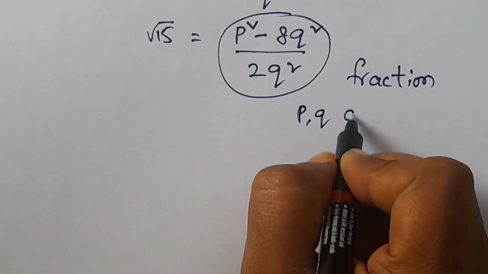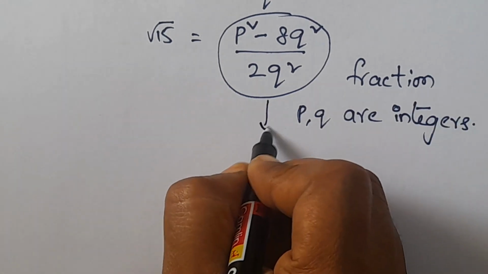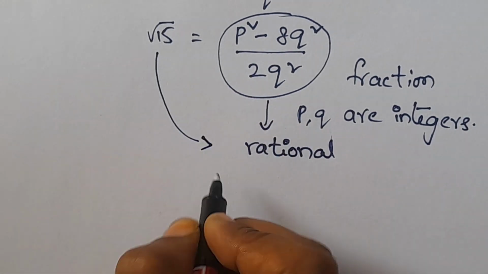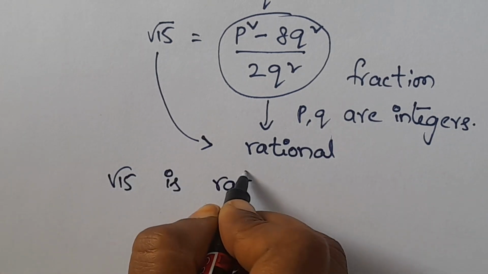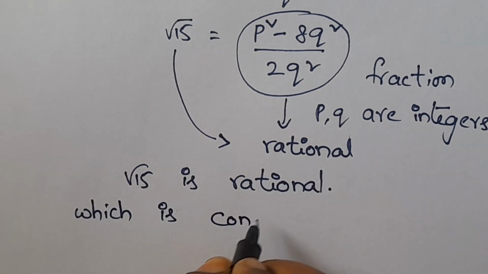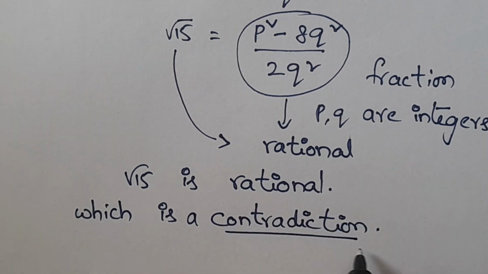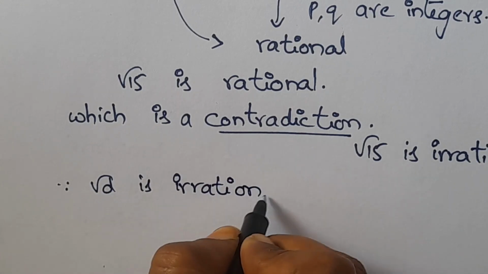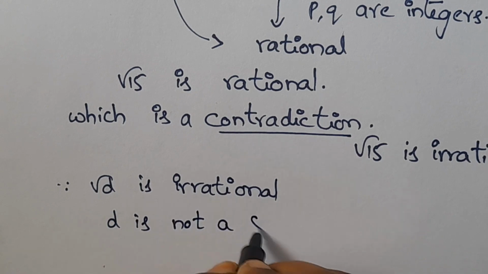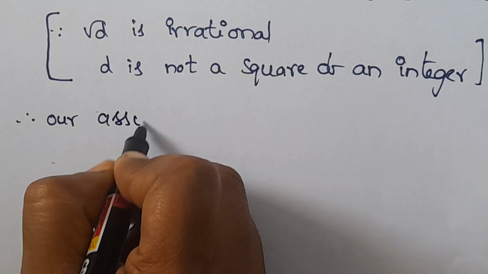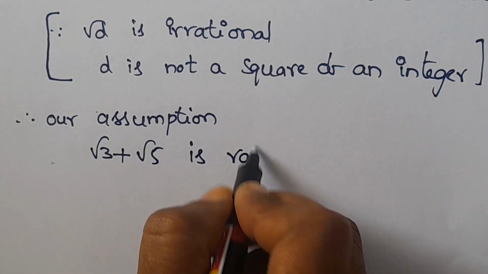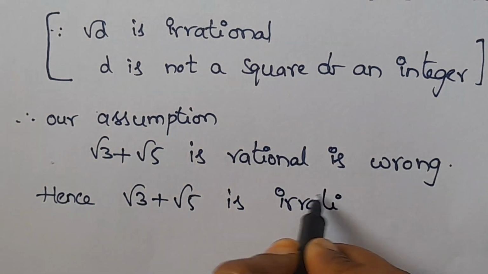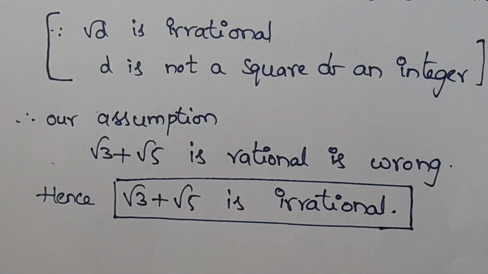p, q are integers and p square minus 8q square divided by 2q square is a rational number. That is, root 15 is also a rational number, which is a contradiction. Root 15 is rational is a contradiction, which arises due to our assumption. Since we have root d is irrational, d is a positive integer and d is not a square of an integer, root 15 is rational is a contradiction. Therefore our assumption root 3 plus root 5 is rational is wrong. Hence root 3 plus root 5 is irrational.